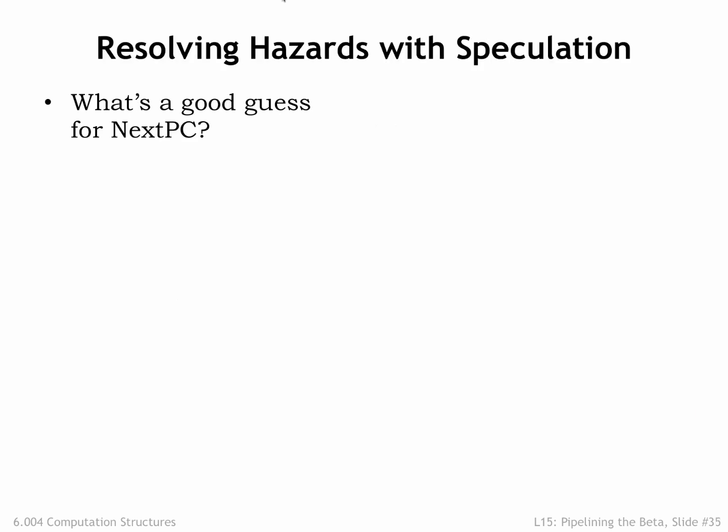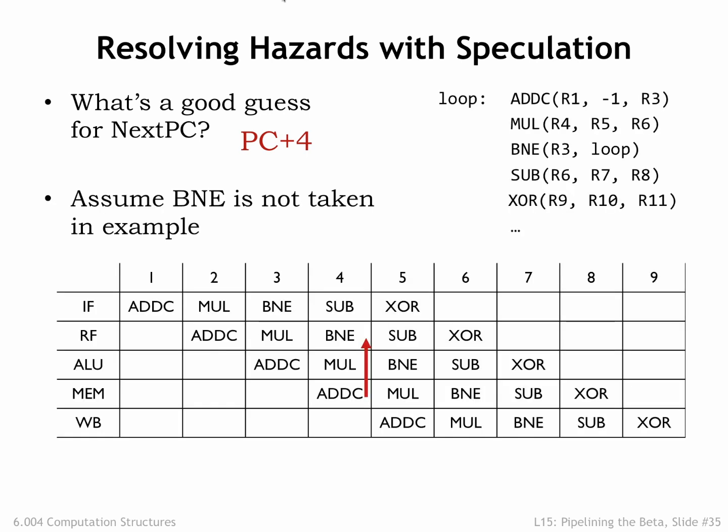How does speculation help with control hazards? Guessing that the next value of the program counter is PC plus 4 is correct for all but jumps and taken branches. Here's our example again, but this time let's assume that the BEQ is not taken. In other words, that the value in R3 is 0. The sub instruction enters the pipeline at the start of cycle 4. At the end of cycle 4, we know whether or not to annul the sub.